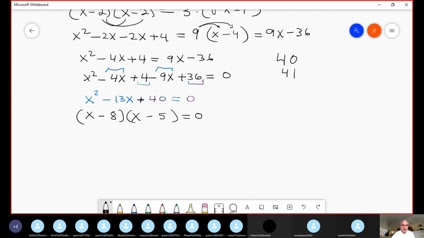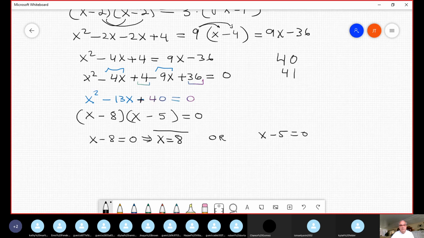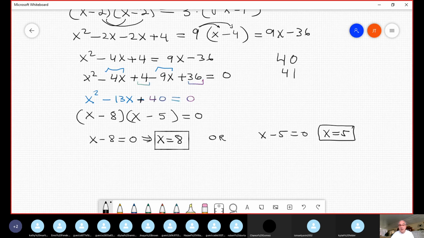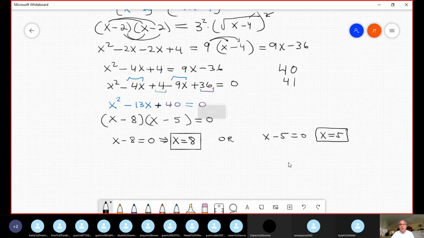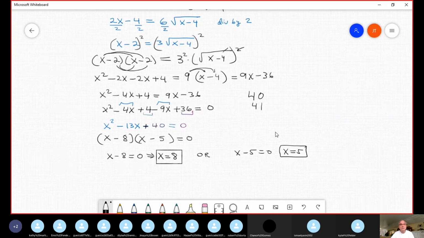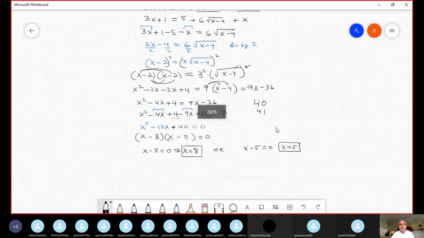Now, x minus 8 equals 0 is one equation, and another equation is x minus 5 equals 0. It's obvious that the first solution is 8, and the second solution is positive 5. But I don't finish, unfortunately. I need to check it. I'm checking both. Okay, it's a long process, I know. This is the beginning.